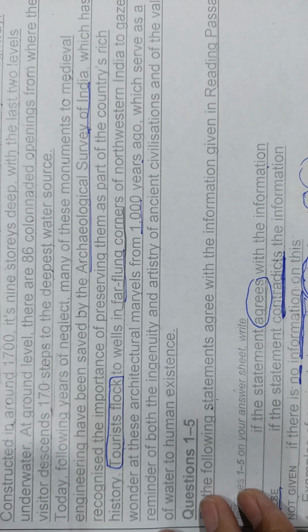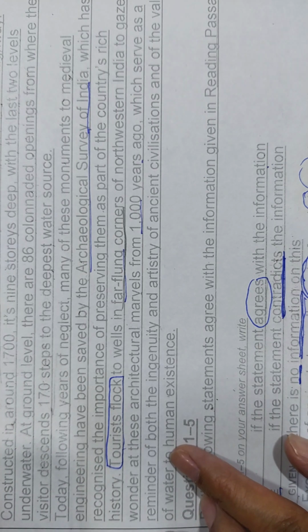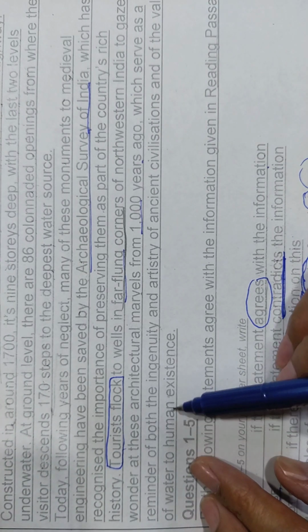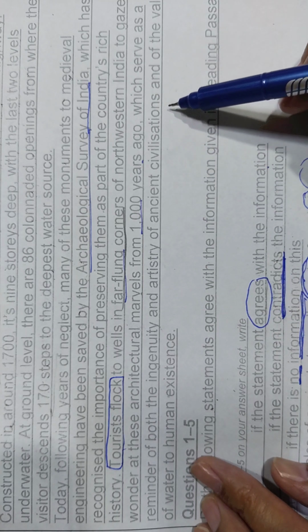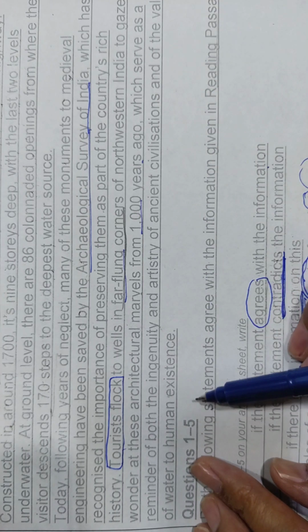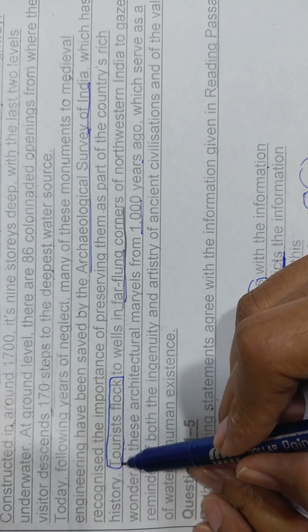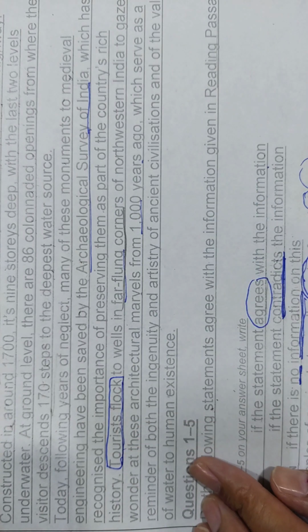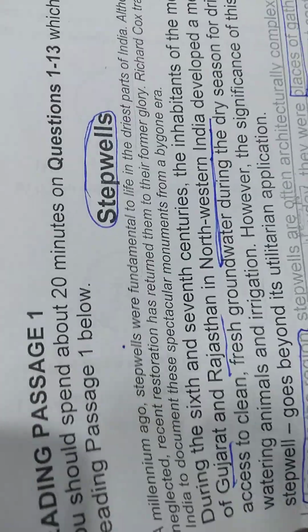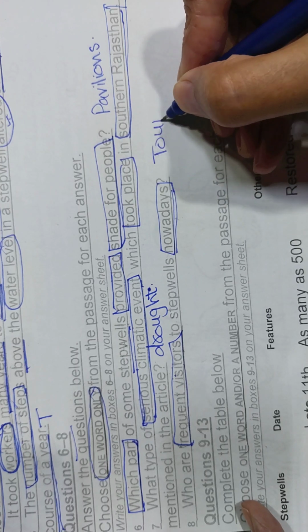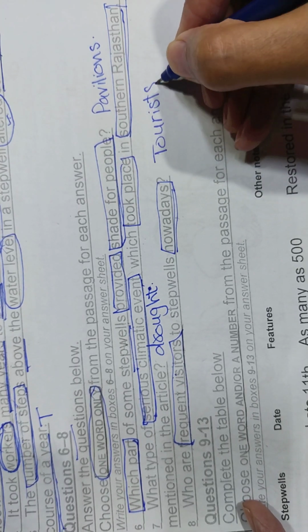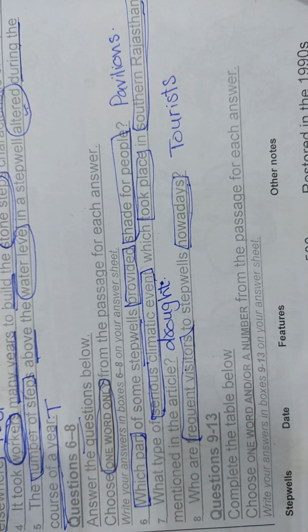So, who is nowadays visiting this? Which serves as a reminder of both the ingenuity and artistry of ancient civilizations and of the value of water to human existence. So, who is visiting? Tourist flocks. So we will use the word here in our answer. We will write the answer here because we are supposed to write only a one word answer.